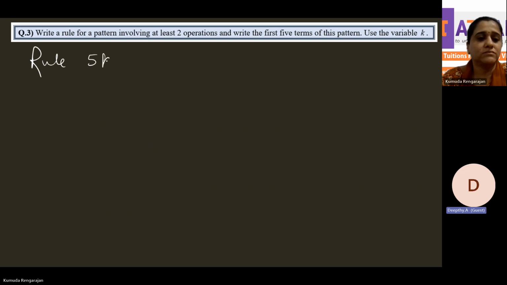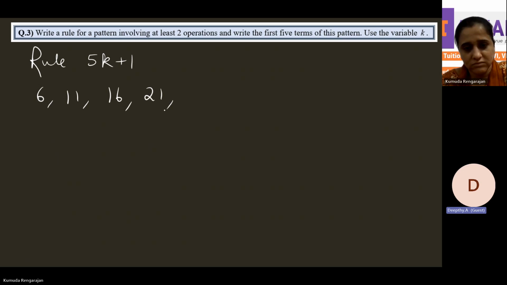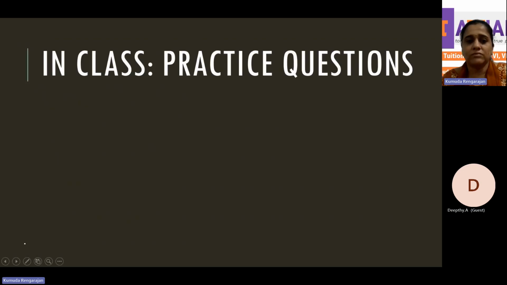Now I solved it. So it will be 5 into 1 plus 1 equals 6. 5 into 2 plus 1 equals 11. 5 into 3 plus 1 equals 16. 5 into 4 plus 1 equals 21. And 5 into 5 plus 1 equals 26. Very good, Deepti. Got it, all of you?